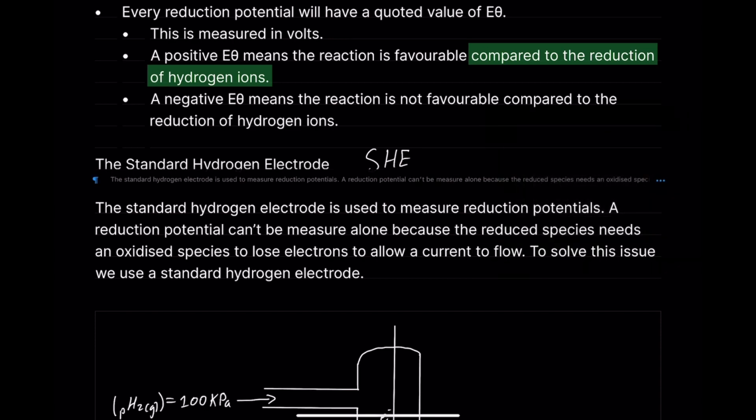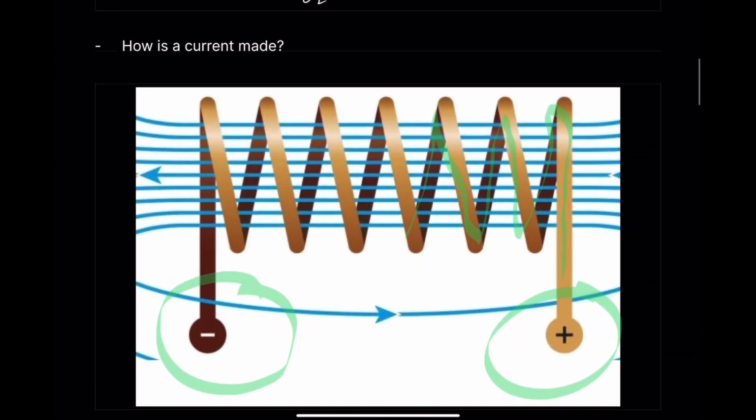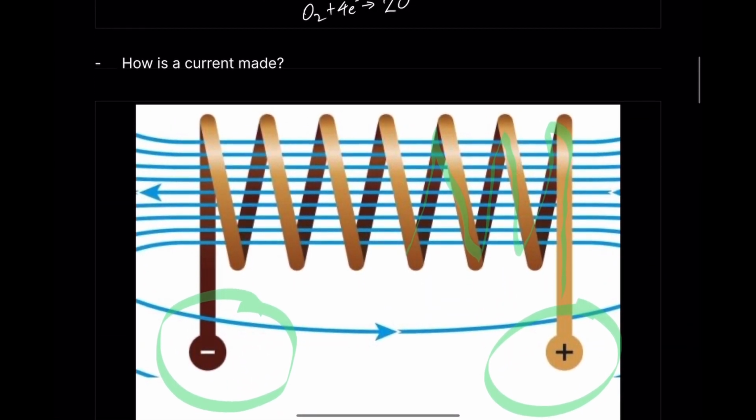A reduction potential can't be measured alone because the reduced species needs an oxidized species to lose electrons to, to allow a current to flow. To solve this issue, we use the standard hydrogen electrode. As it says here, you can't actually just measure a reduction potential because, as I mentioned all the way back up here, how is a current made? You actually need a potential difference for a current to be made.